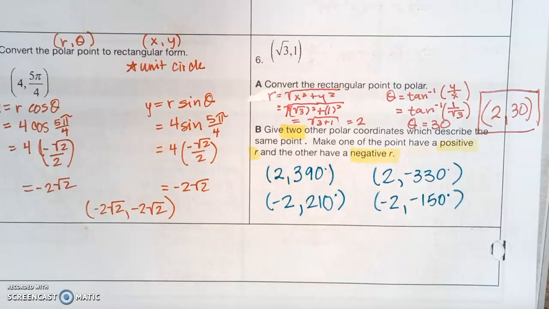So if you take the 30 and subtract 360, you get negative 330. You want the negative values. One should be at 210, and one should be at negative 150. Any questions on box 5 or 6?